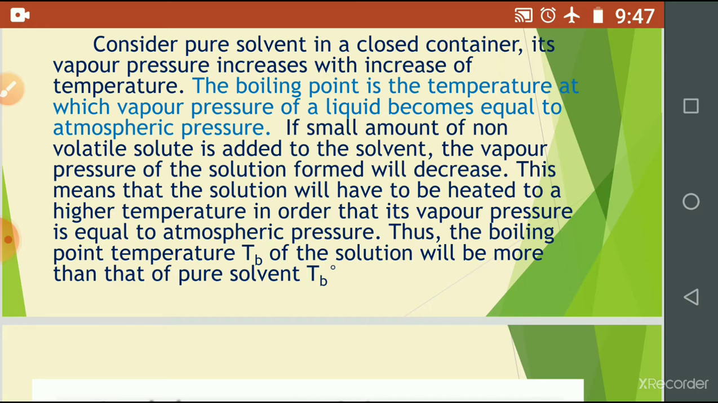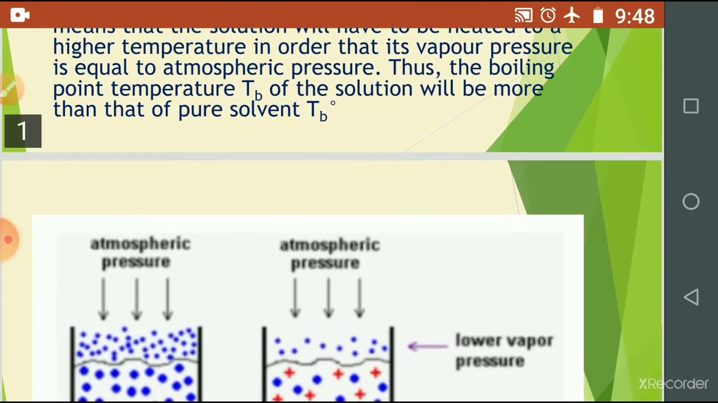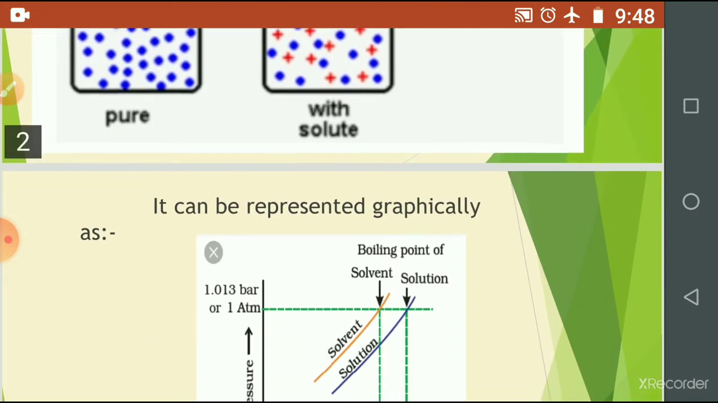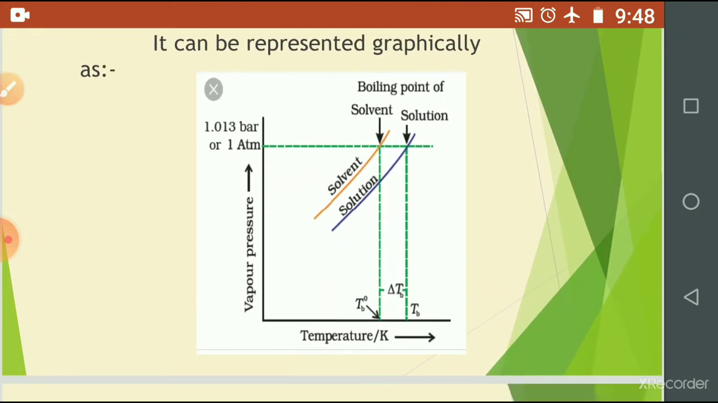If a small amount of non-volatile solute is added to the solvent, the vapor pressure of the solution formed will decrease. This means that the solution will have to be heated to a higher temperature in order that its vapor pressure becomes equal to atmospheric pressure. Thus, the boiling point temperature TB of the solution will be more than that of the pure solvent, right? So how can we represent it graphically?